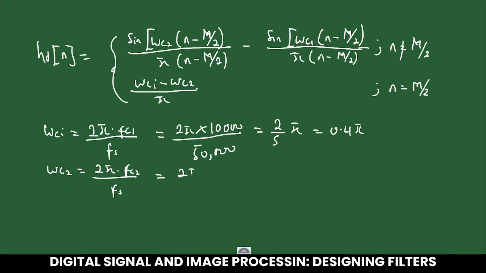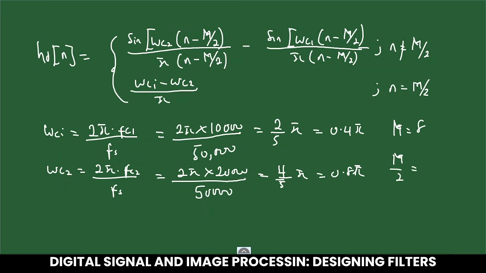Then we have WC2 to be 2 pi times FC2 all over Fs. This is equal to 2 pi times 20,000 all over 50,000. It is equal to 4 on 5 pi, which is equal to 0.85. And we know our M to be 8, so M over 2 will be equal to 4.